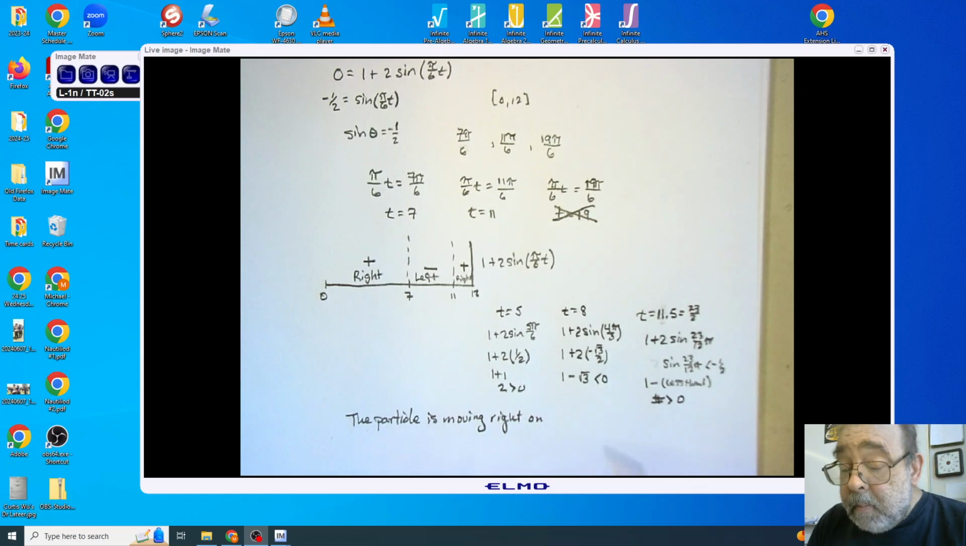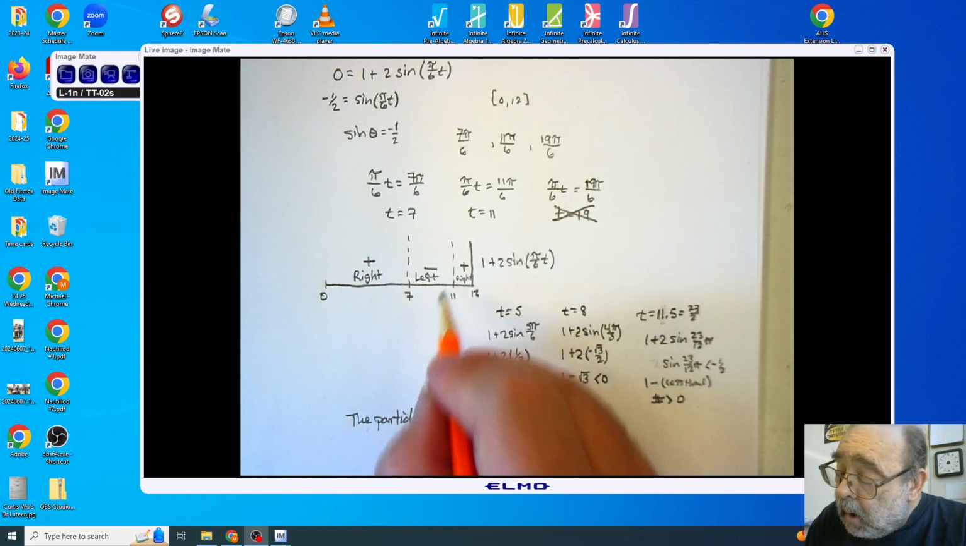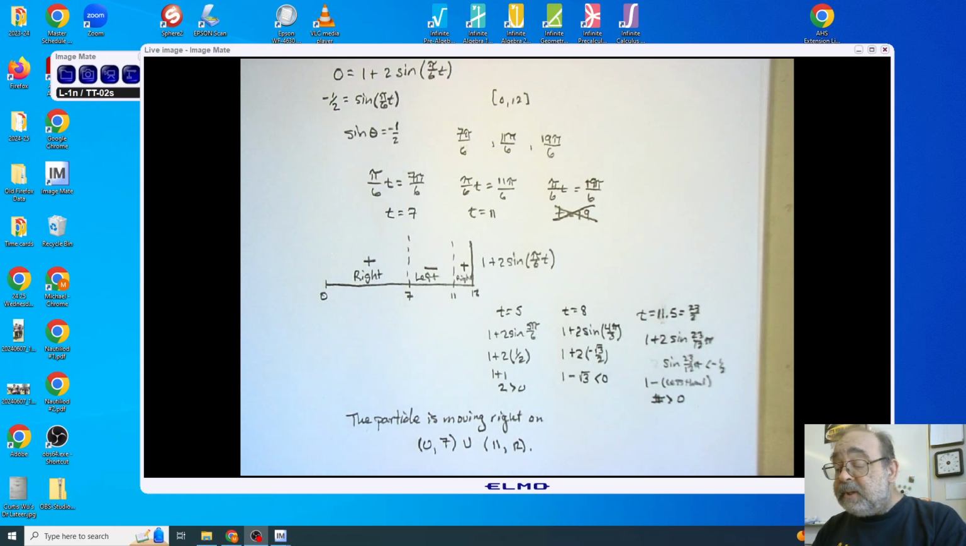On. Now remember, the velocity is a derivative, which means I'm not going to include the endpoints. So on the two intervals, 0 and 12 are omitted. But I have 7 union with 11. And this is my reasoning, okay?